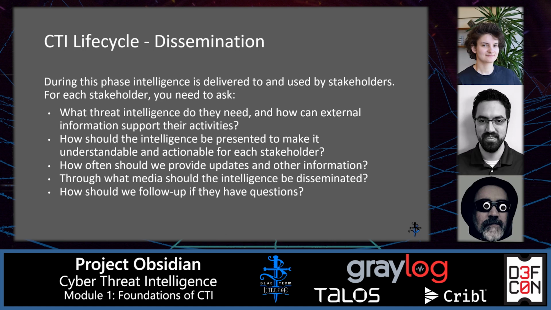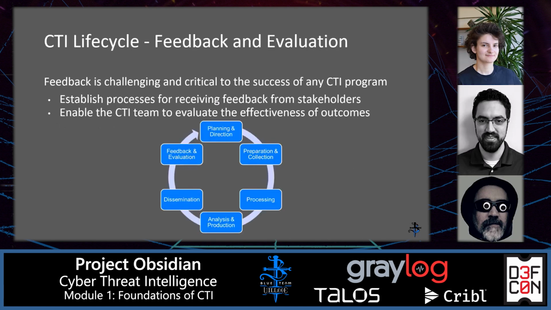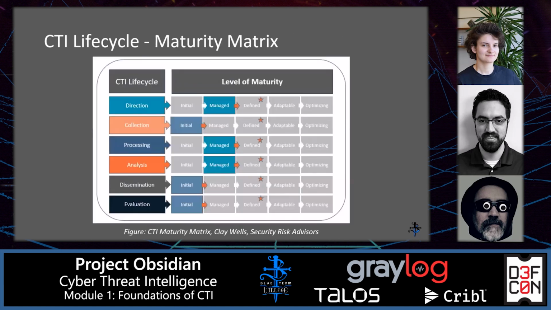And that leads into the feedback and evaluation that follows right after that. And this is challenging, but it's critical to the success of the program. And this is where you're creating processes where you can get feedback from the stakeholders, whether it was useful to them. And it really makes the team able to determine whether this cycle is effective and whether it has positive outcomes. I will turn it back over to Clay to talk about the CTI Lifecycle Maturity Matrix.